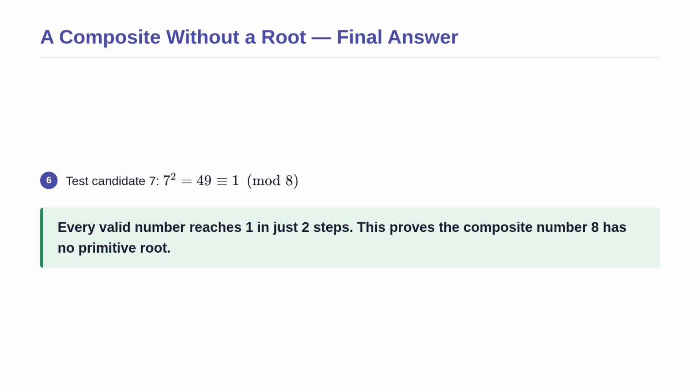Finally, we test the number 7. 7 squared is 49. Dividing 49 by 8 gives a closest multiple of 48, which again leaves a remainder of 1. Every single valid number reached 1 in just 2 steps, completely failing to reach the required 4 steps. This proves mathematically that the composite number 8 has no primitive root, exactly as the theorem predicted.